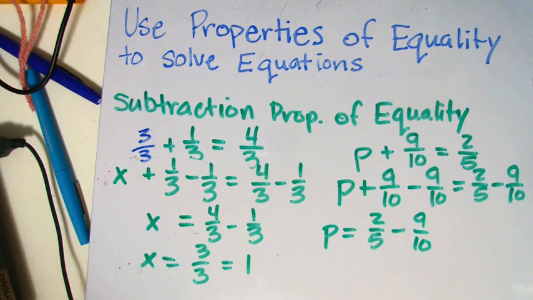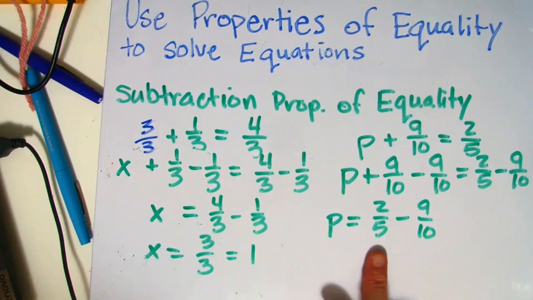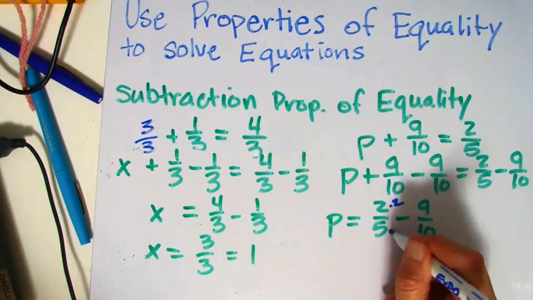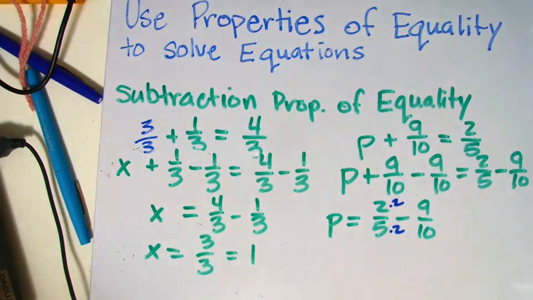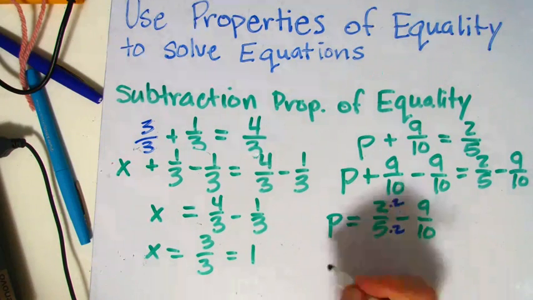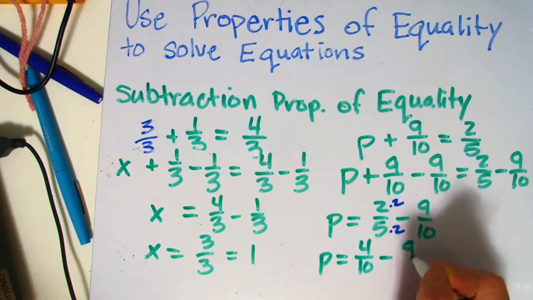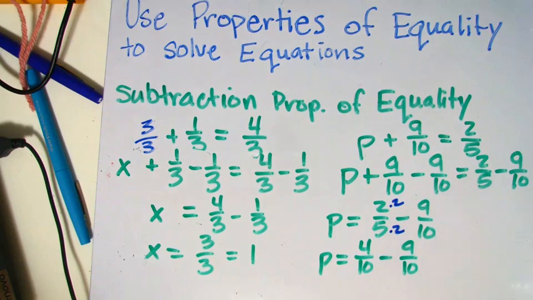Before I can subtract, I need to make sure that this denominator is the same as that one. Because 5 goes into 10, I'm just going to change this denominator to 10, making the fraction 4/10. I'm doing that by multiplying each term by 2. I now have P equals 4/10 minus 9/10.